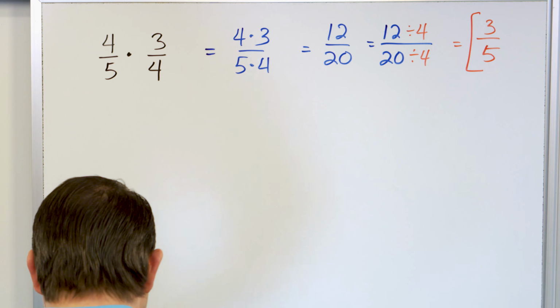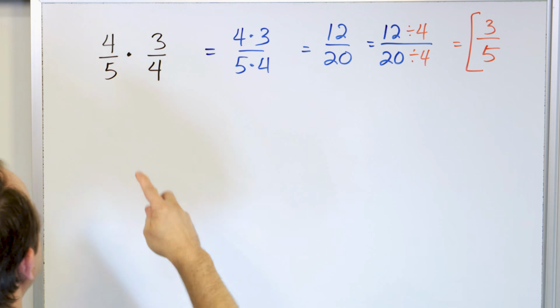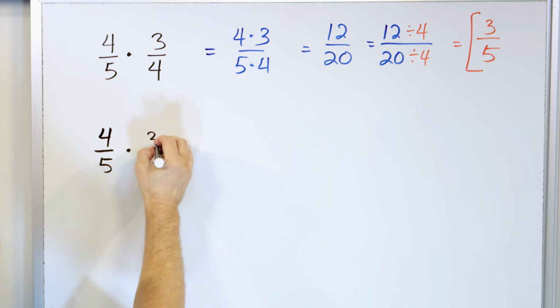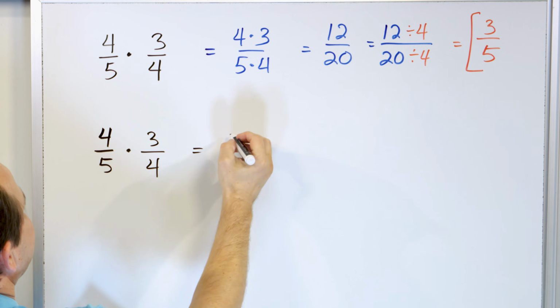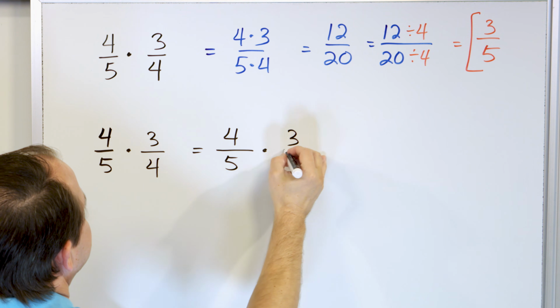All right? Now, how do we do it where we pre-simplify ahead of time? Let's rewrite our problem, 4/5. And this will be the last time that we do it both ways. All right? I'm going to rewrite it again because I don't really like marking up my original problem statement.